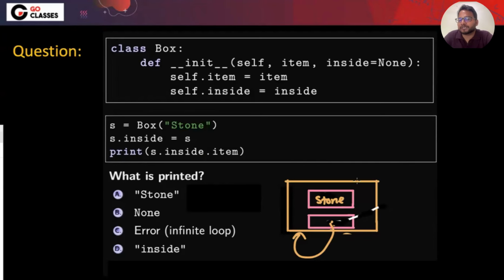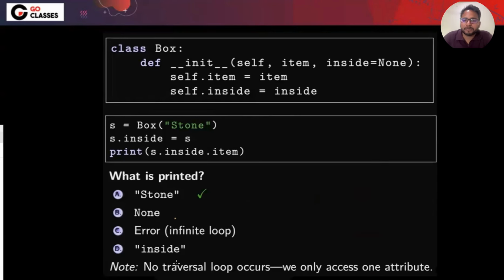So s.inside is actually this only, right? .item is again stone. So A is the answer here. No traversal loop occurs. So only one attribute is accessed. So anyway, A is the answer. Okay.